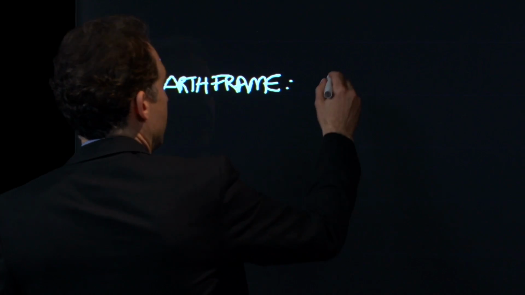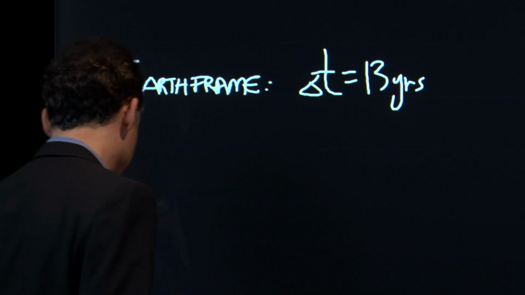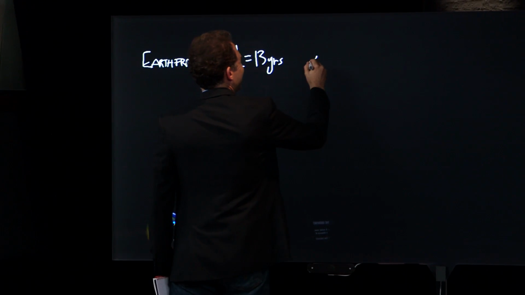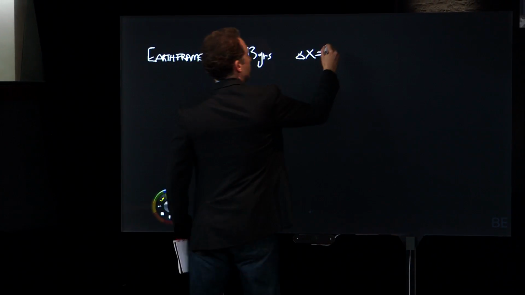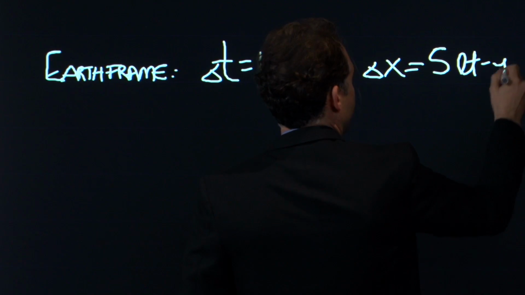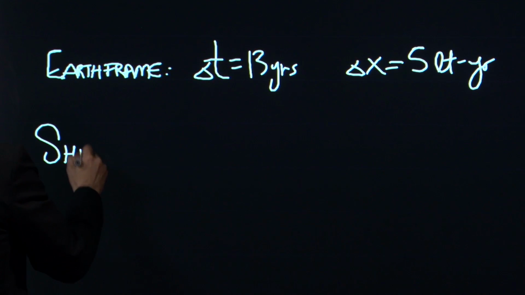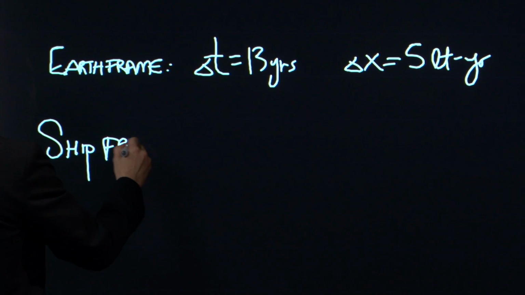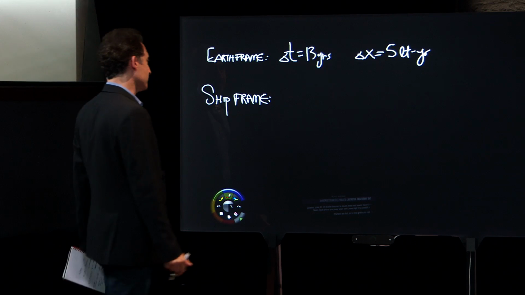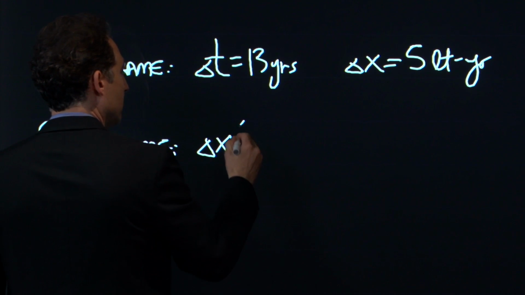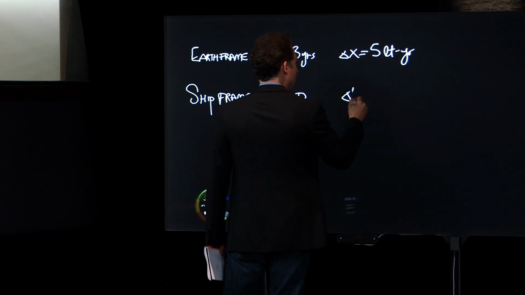We are told that delta t is equal to 13 years from the perspective of those folks on Earth. We're told that delta x is equal to 5 light years. And again, this is all in the Earth frame. We want to work out what's happening in the rocket ship frame. In the rocket ship frame, that frame moves with the ship itself, so delta x prime is equal to 0 in that frame. And we're asked to figure out what delta t prime is.